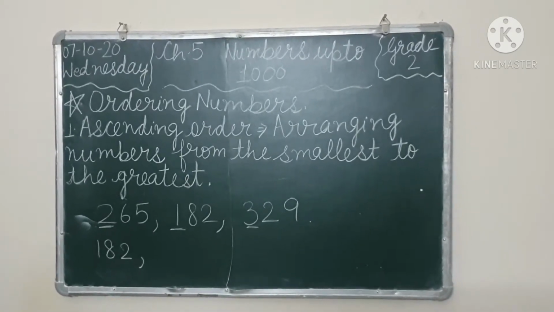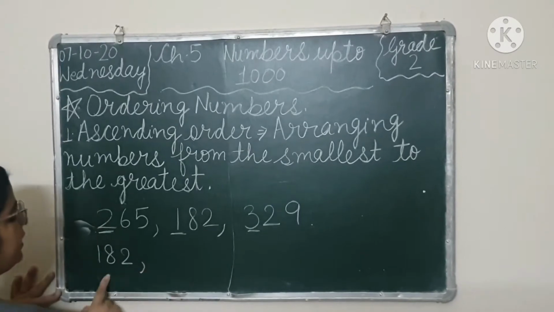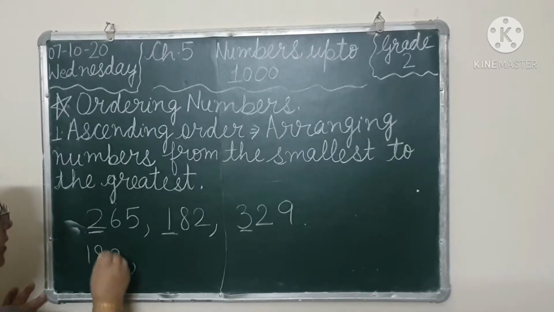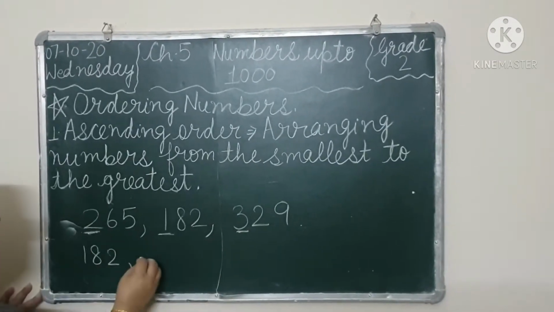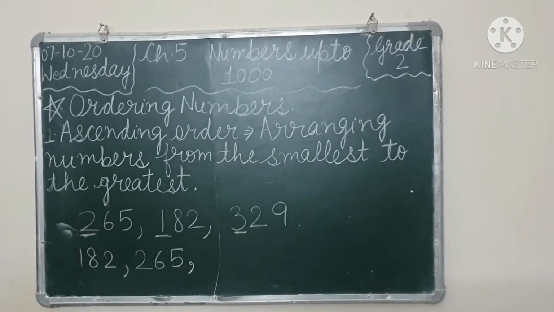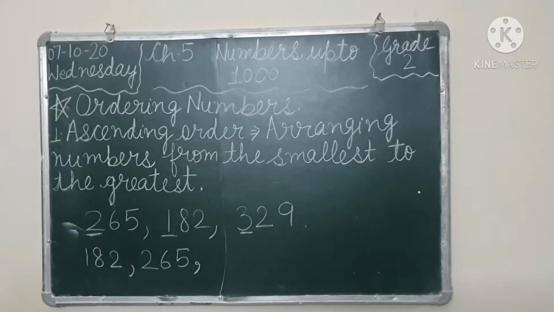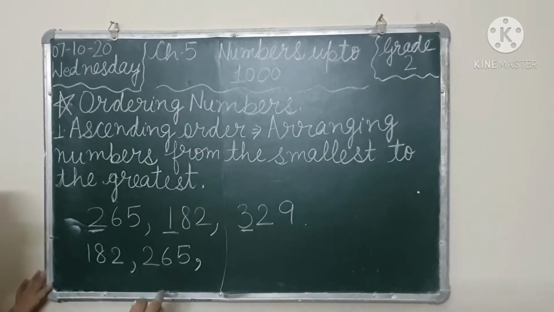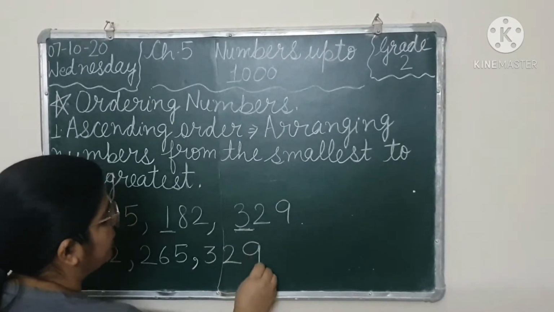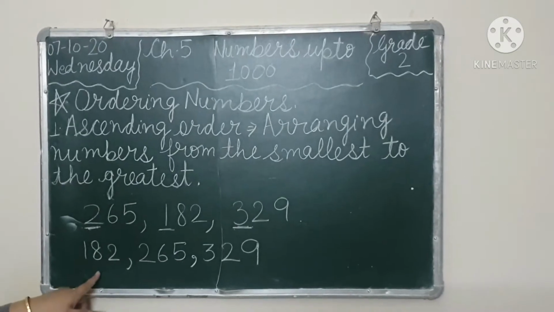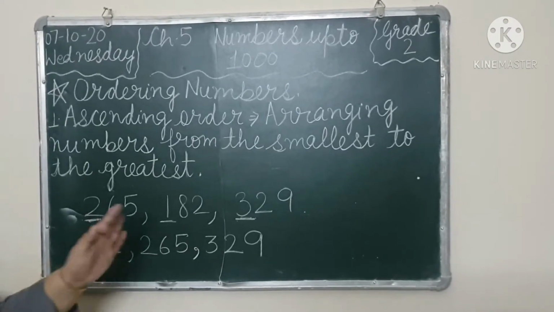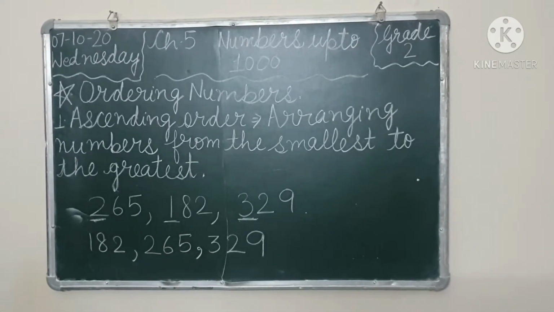And second, which is bigger than 182? Which number is bigger than 182? 2 or 3? 2. So we write here 265. First is 182, second is 265, and last, the greatest number, is 329. Clear? Firstly we write the smallest number, then the next, and last the biggest number. Clear?